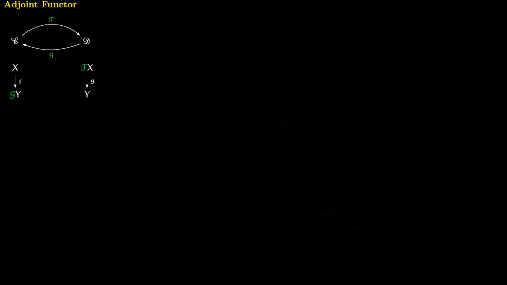So in this lecture we talk about adjoint functors. Say we have a category C and a category D, and we have a functor F which goes from category C to D, and another functor G which goes from D to C. You take an object X here and an object Y here. X is in category C, Y is in category D.